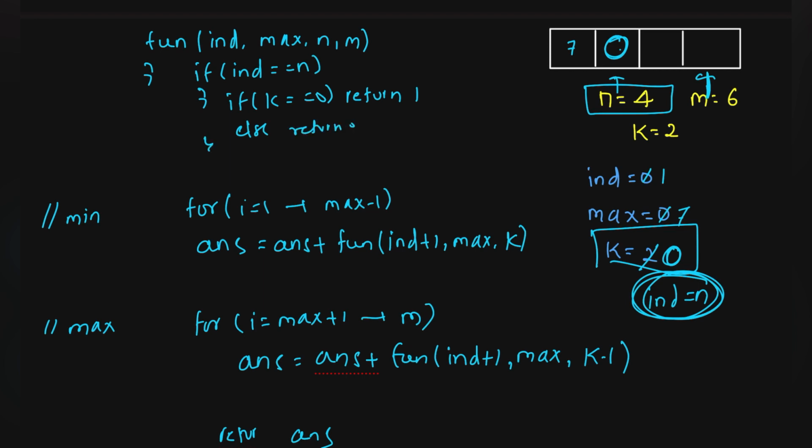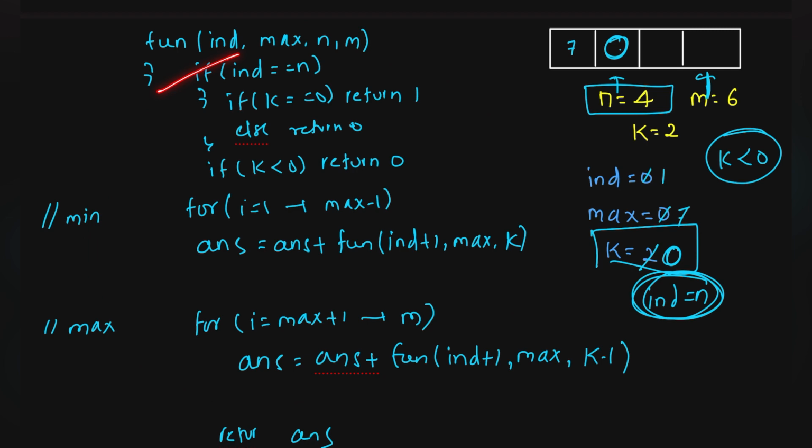This is my first base case. And what if my k becomes less than 0? Then again it is invalid. So if my k is less than 0, simply return 0, because that is not a valid array. So I hope you understood this pseudocode for the algorithm. This is the recursive way.